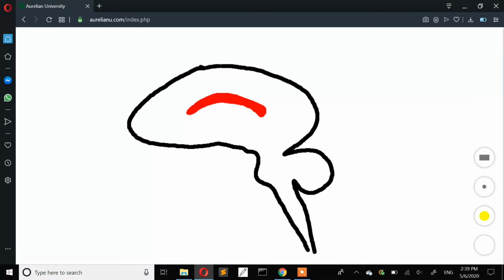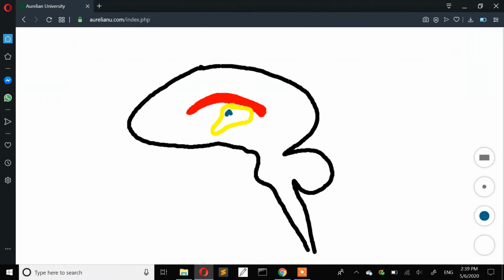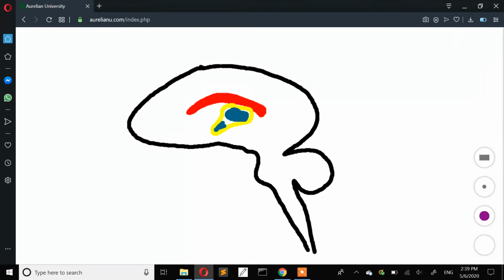Below the corpus callosum, we've got this structure here called the third ventricle. So ventricles are sort of holes in your brain, and they're supposed to be there. But on the walls of it, we've got the thalamus right here and the hypothalamus right there. Part of the purpose of ventricles is they create cerebrospinal fluid, which is the fluid your brain sits in.